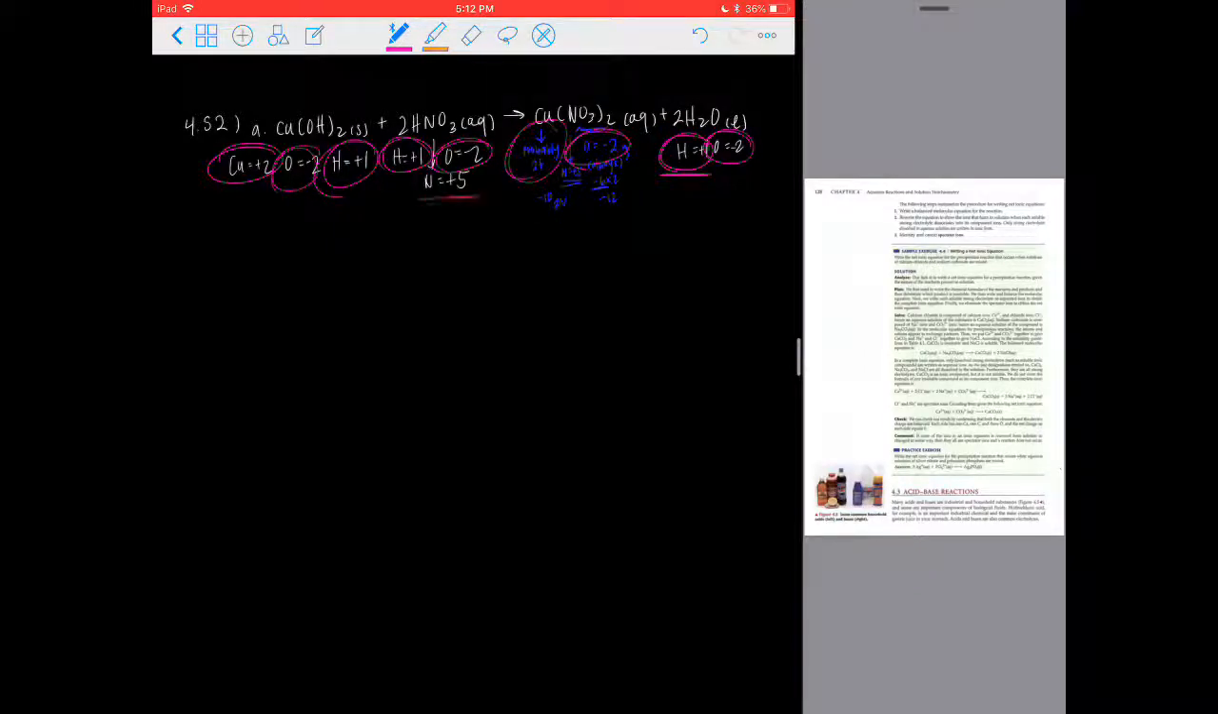The next part of this question is pretty much just if it's a precipitate reaction or if it's an acid-base reaction, and we can see here that it's neutralization between copper hydroxide, which is a base, and nitric acid, which is an acid, and that creates H2O as a liquid. Pretty much.